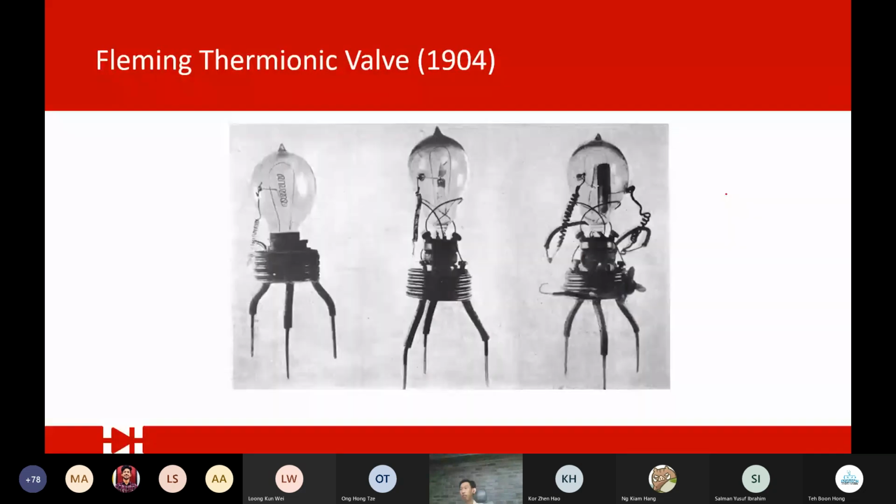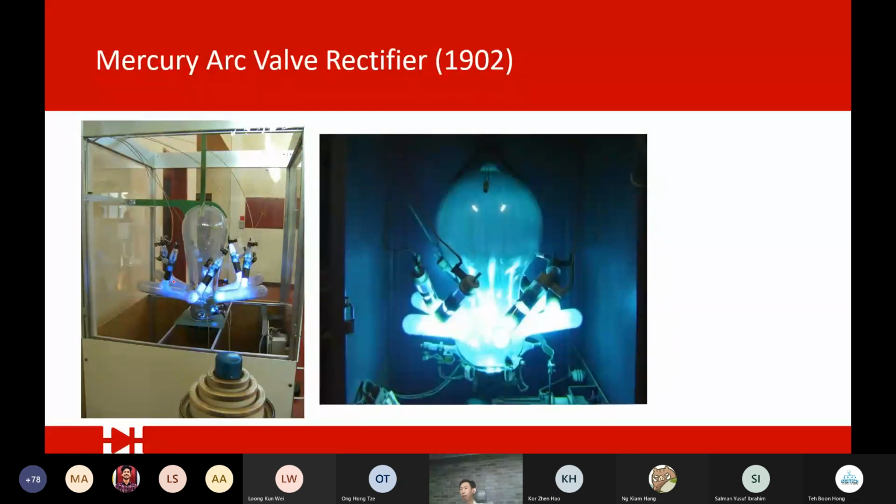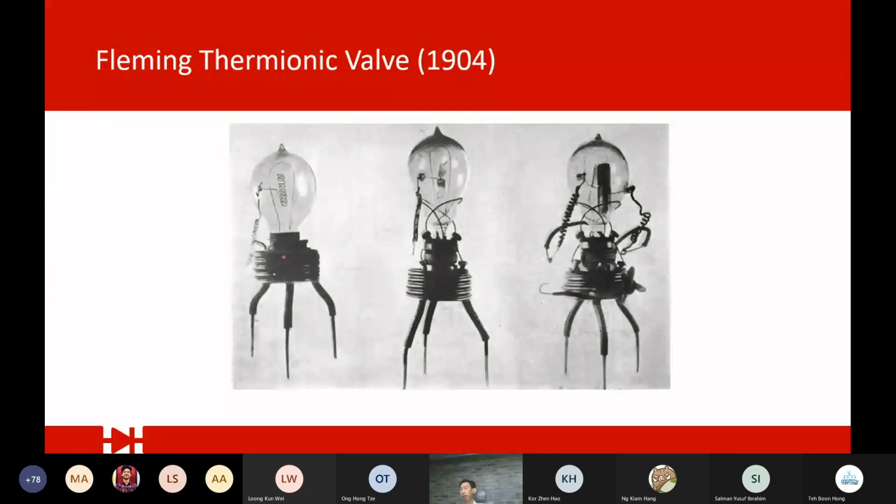Slowly they made it smaller. It looks like a light bulb, and these are what we call the thermionic valve, an old version of the transistor. Basically it consists of one cathode and one anode. No more mercury is used, and you don't see any plasma anymore, because mercury is very poisonous, a very rare type of element, and the plasma version was huge in size. So they made it smaller, like a light bulb.